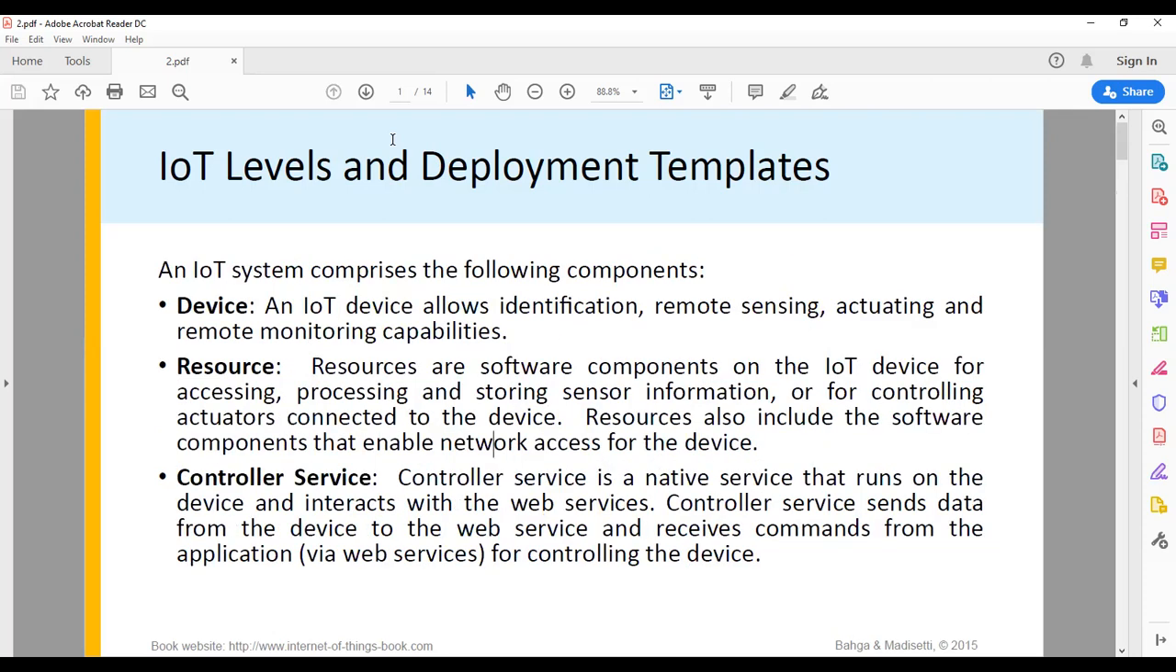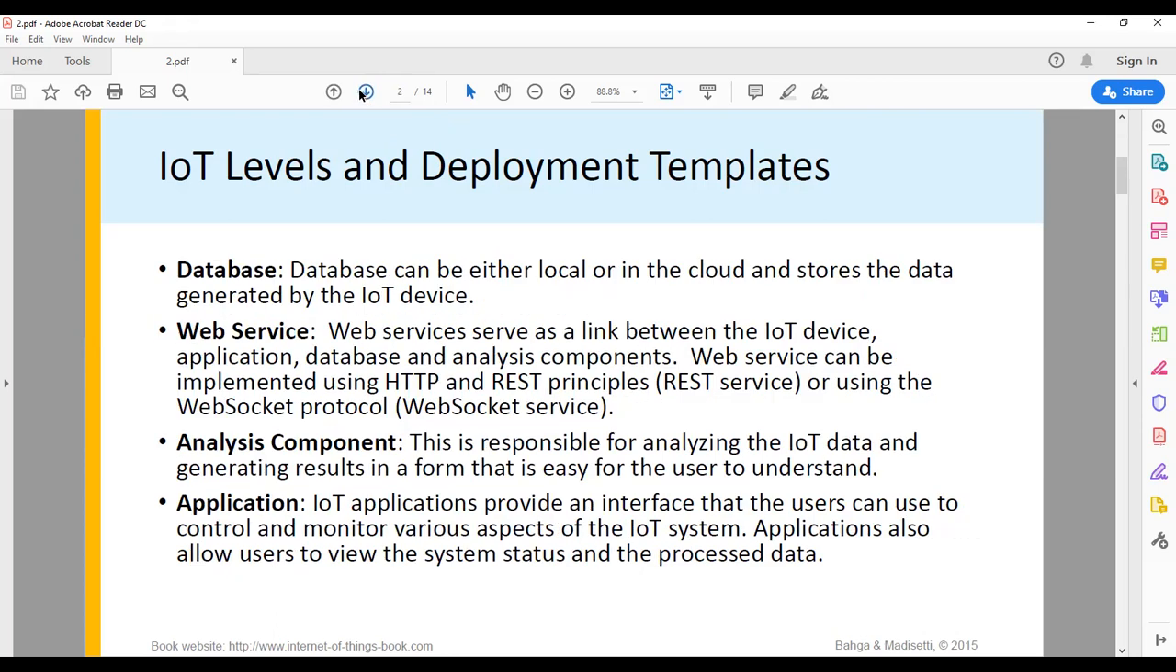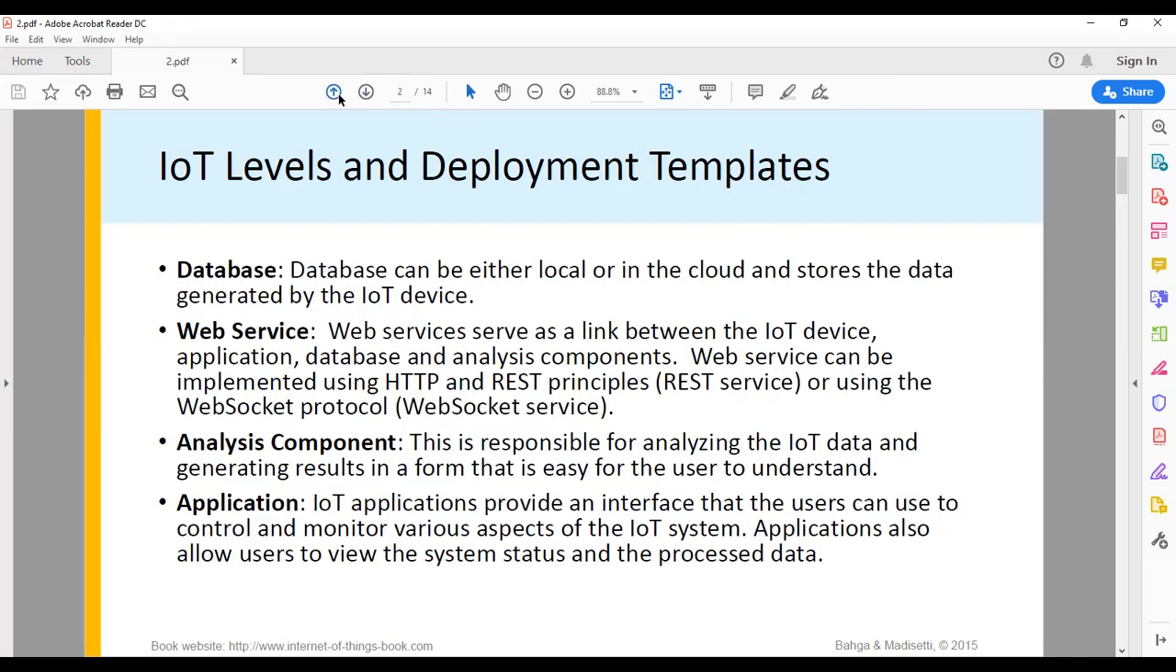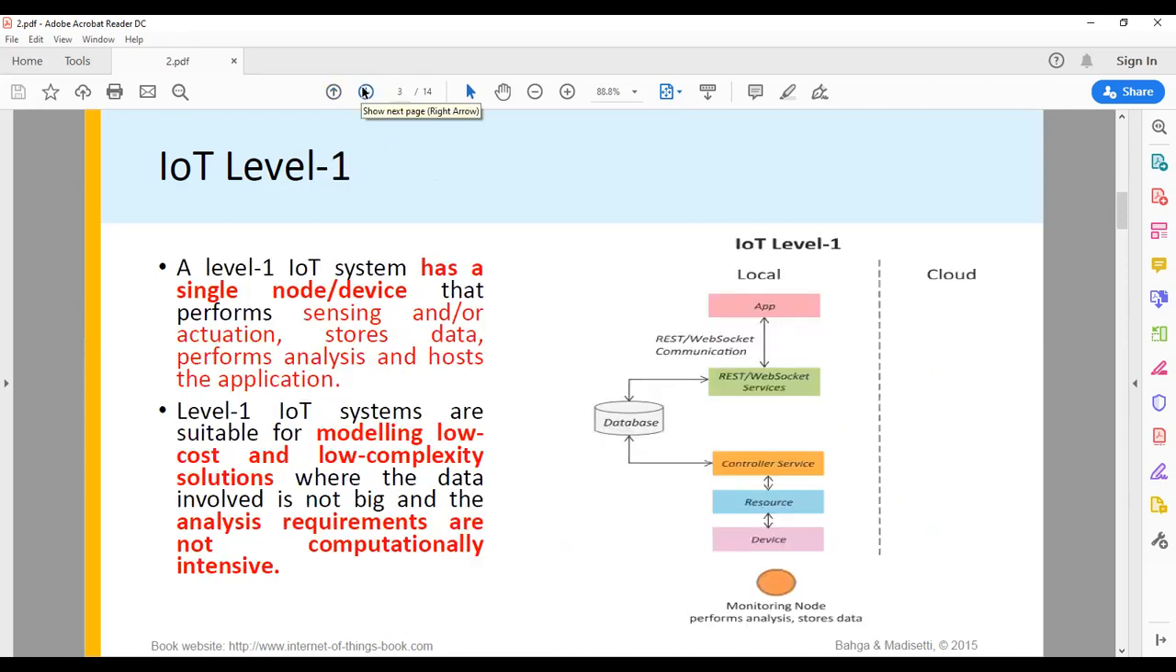Once again I am repeating: device, resource, controller service, then database, web service, analysis components, and application. These are the components. How these components are managed, or how they could give you a better result from the IoT deployment, is the question. While designing IoT systems, you should think about these six levels.